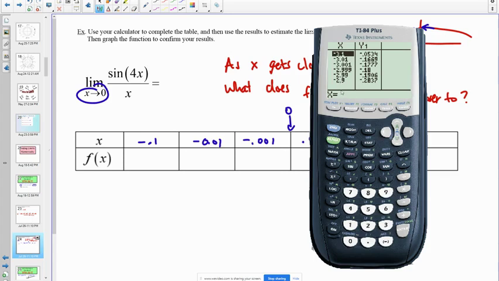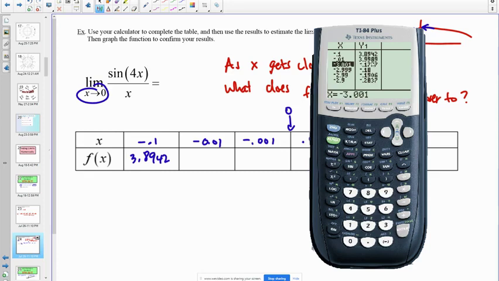Not sure how to clear this table. All right, so let me go ahead and enter negative 0.1. What I get is 3.8942. So I'll plug that in, 3.8942. Let me plug in negative 0.01.